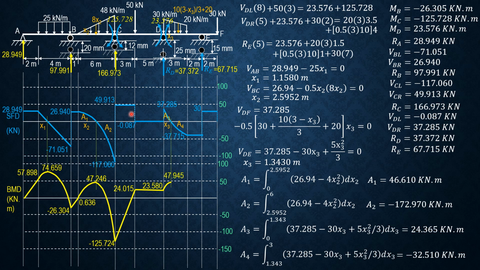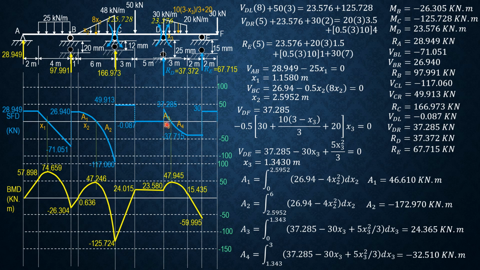Then plus 49.913 times 3, the area of this rectangle, so it rises to 24.015, plus the area of this rectangle, which is 5 times negative 0.087, so it drops a little to 23.580. The moment at D is 23.576, this is 23.580, so that's fine.